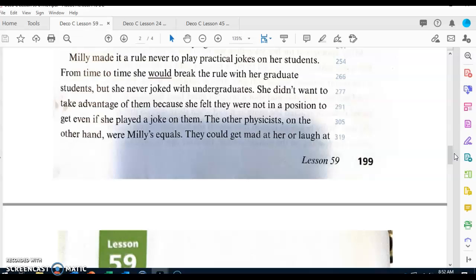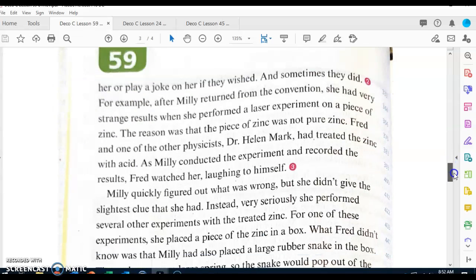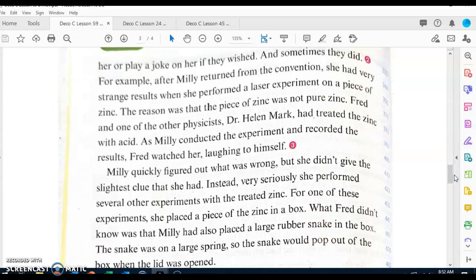The other physicists, on the other hand, were Millie's equals. They could get mad at her or laugh at her or play a joke on her if they wished. And sometimes they did. For example, after Millie returned from the convention, she had very strange results when she performed a laser experiment on a piece of zinc. The reason was that the piece of zinc was not pure zinc.